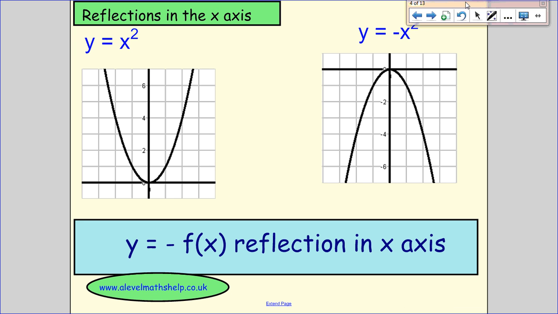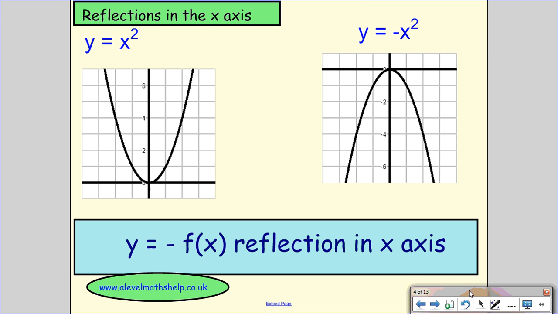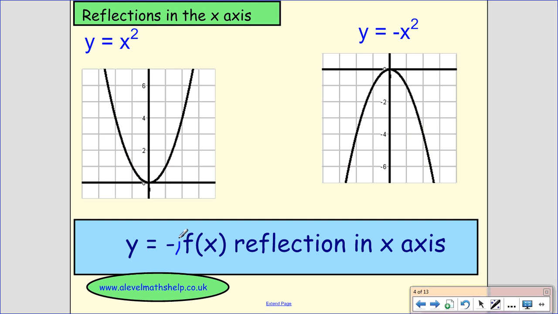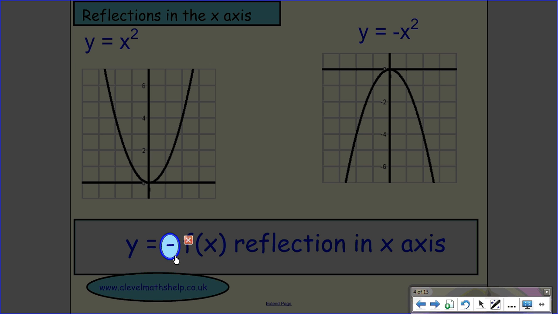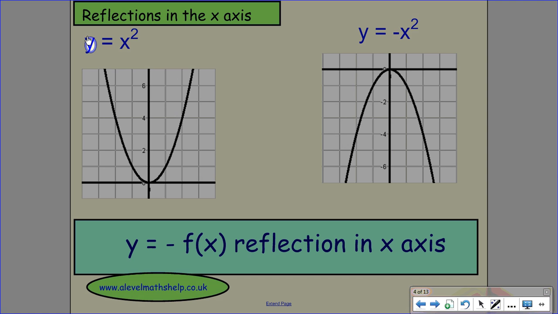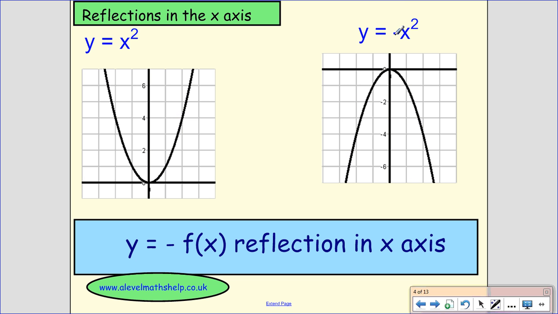Okay, so when we have minus our function, we're not changing our function at all. This minus is outside of our function, so we still just have x squared. The change is outside the function. What we do here is whatever y answer we had before for a given x, it will now just be minus.